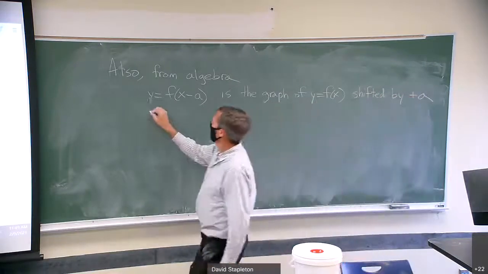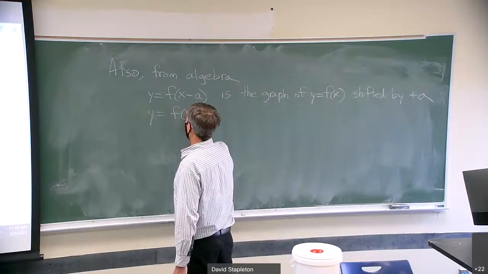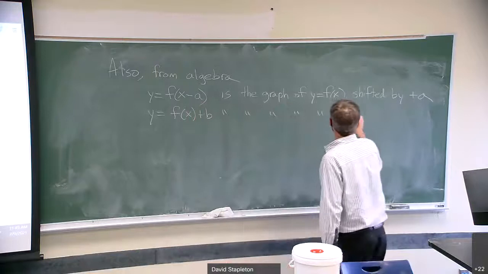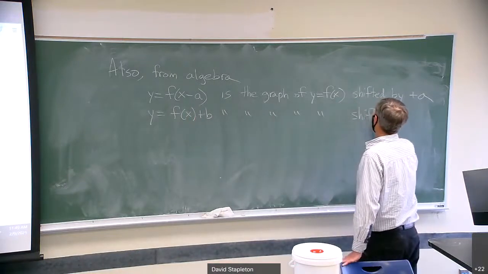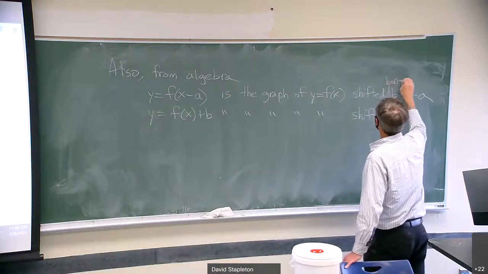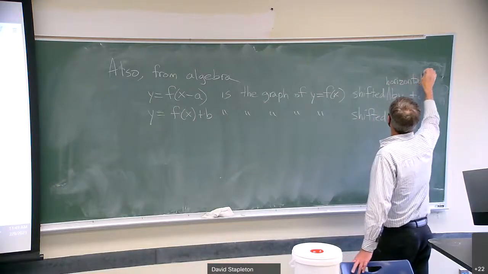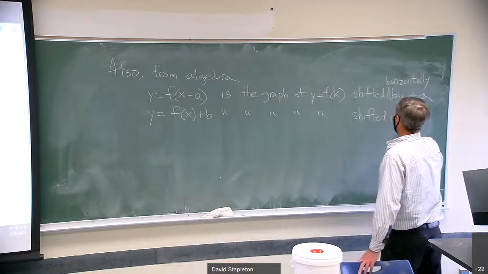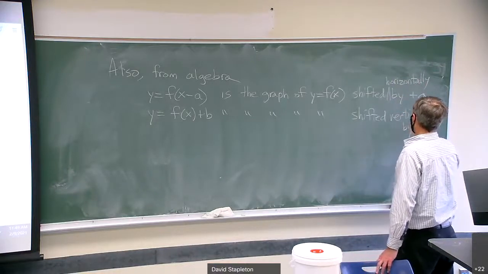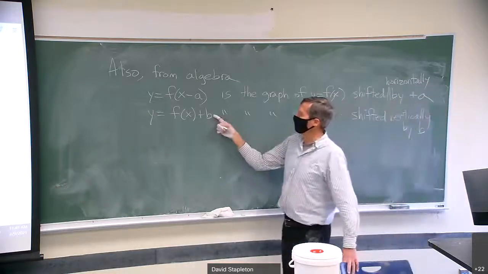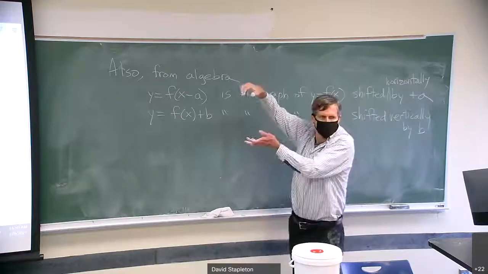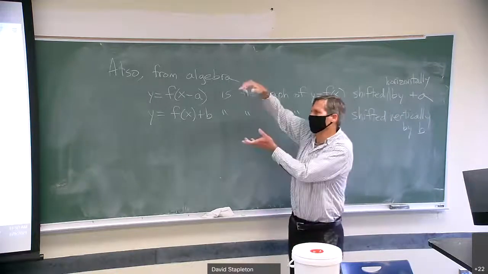And y equals f of x plus b is the graph of y equals f of x. Shifted how? I should have said on this one horizontally by a. This one is shifted vertically by b. What does this do to y equals f of x? It just adds b to every y coordinate, so it slides it up, right? You just add 2 to every y coordinate, moves up.